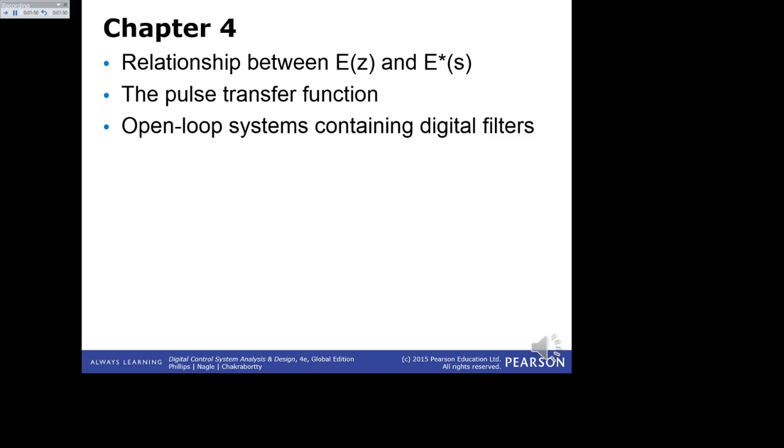So basically in this chapter we'll be looking at three aspects. The first one is the relationship between E(z) and E*(s). The second one will be the transfer function with the hold, and the third one will be the open loop system containing digital filters. So we'll look at the first one, which is the relationship between E(z) and E*(s).